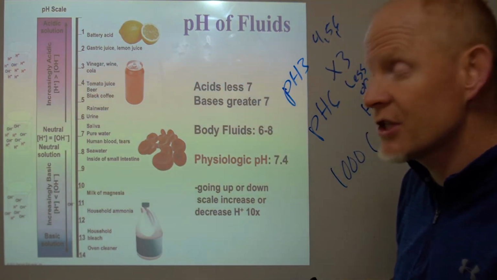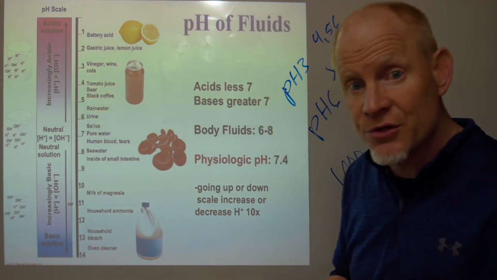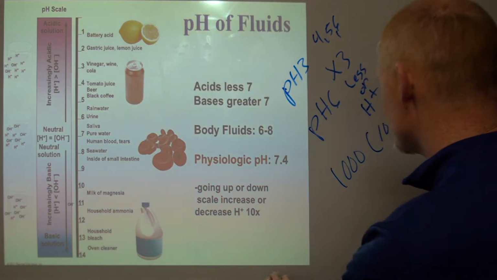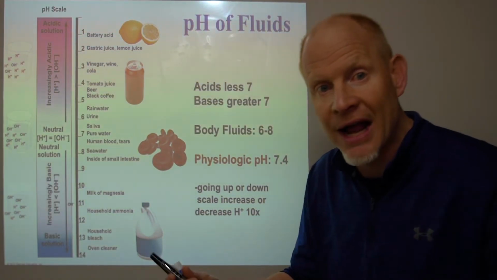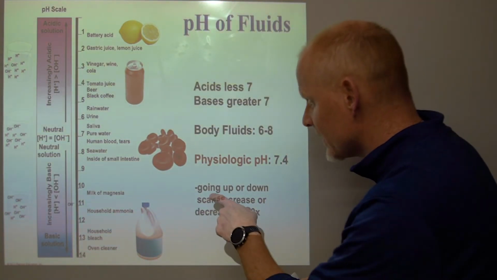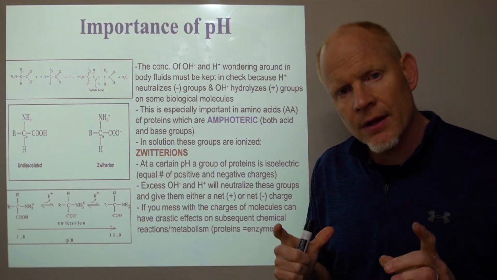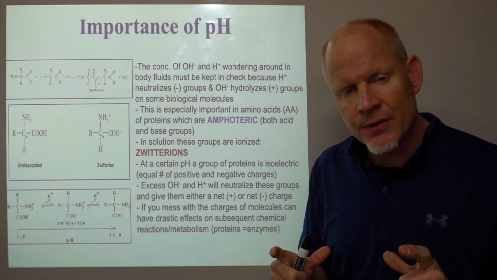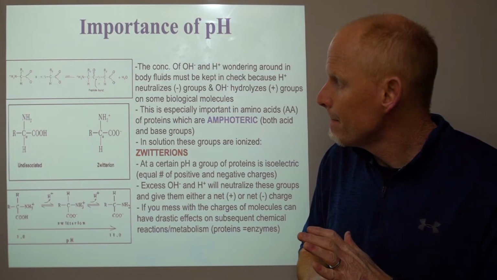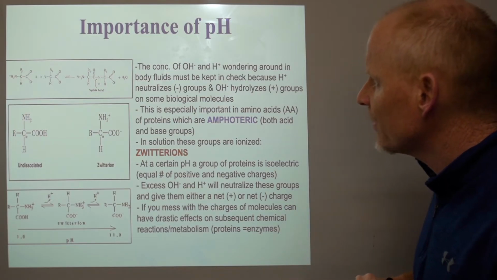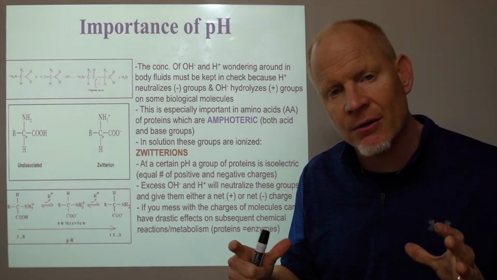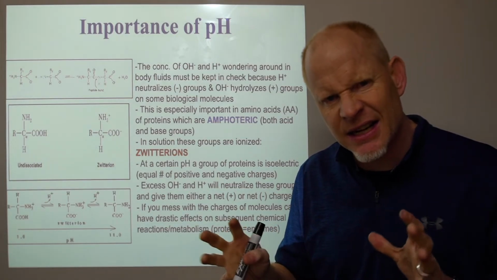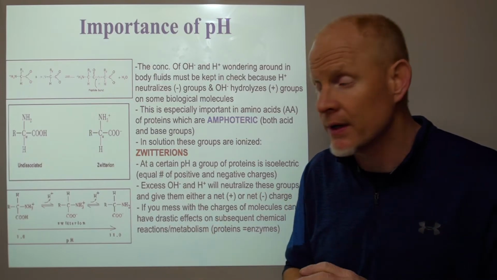So you can have 1,000 times more protons, or you can have 1,000 times less, and that dramatically changes the charge of that solution and also the properties of that solution. When I say charge, that means the number of positives or negatives you're adding or taking away, right? Because protons are positive. Okay, so let's talk about the importance of pH, right? So pH is important because it can change the shape of some of the really large macromolecules of your body. And I'm going to kind of give you an example of how and why this is important.